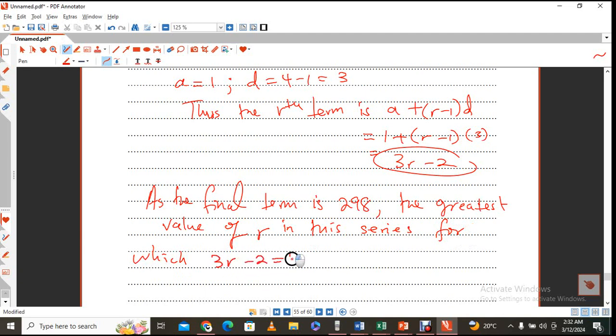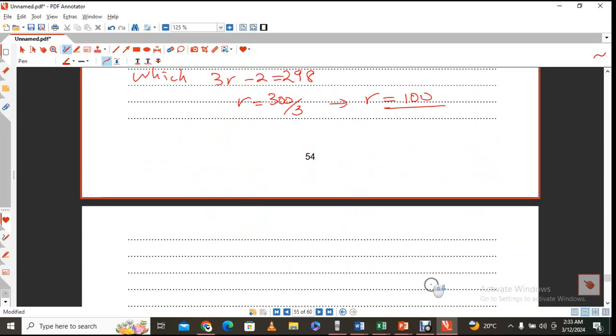3r minus 2 is equal to 198 will be, let r, if you have to, move over, that's 198 plus 2, that will give you 200. That's it. And of course, this is not 198, but it's rather 298. So I think I made a mistake writing down the value there. 298, and that will give you that 3r is 300, so r is 300 divided by 3, which implies that r will equal 100.